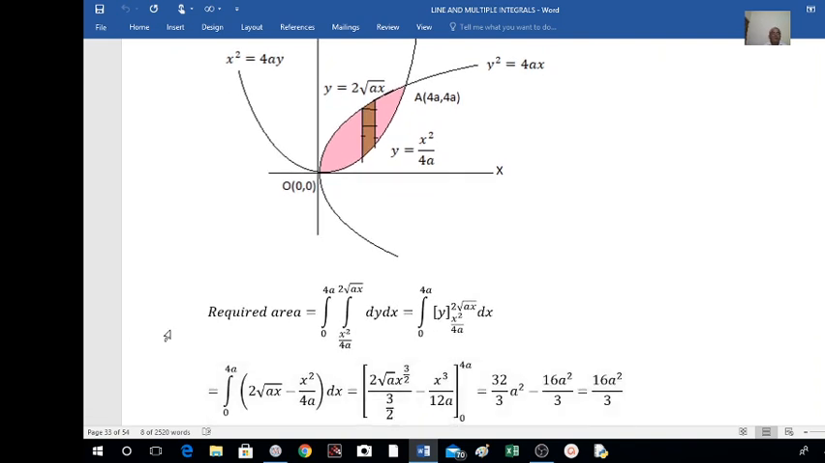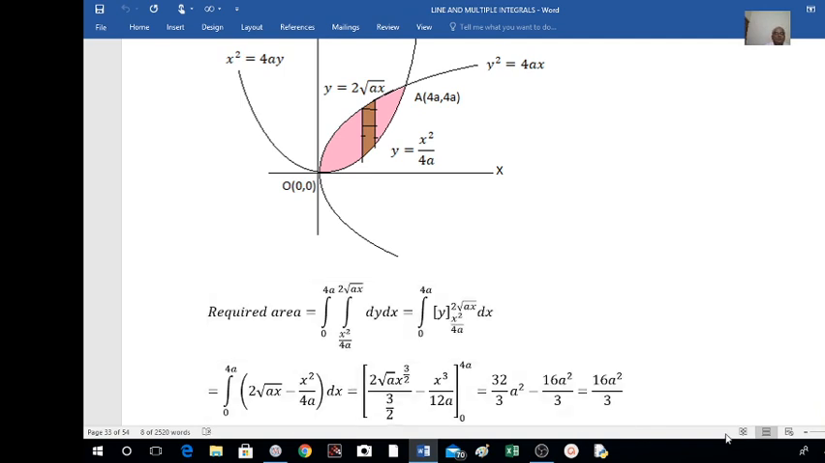Now, required area is equal to x ranges from 0 to 4a, y ranges from x square by 4a to 2 root ax, dy into dx. Integrate. Integration of dy is y between x square by 4a to 2 root ax into dx. Now substituting the limits here, in place of y I am putting the upper limit here, that is 2 root ax minus x square by 4a into dx.